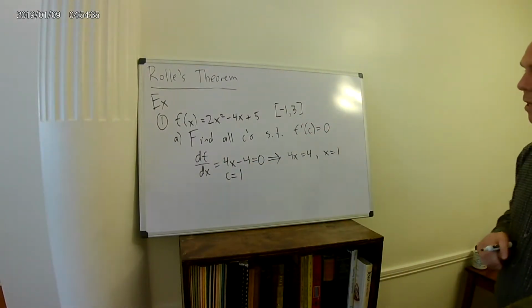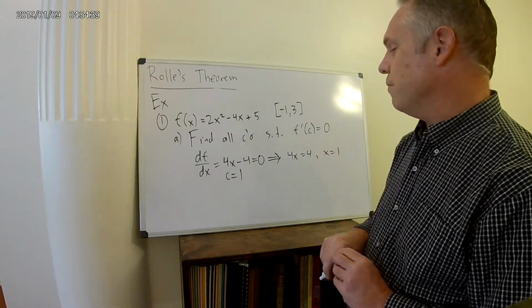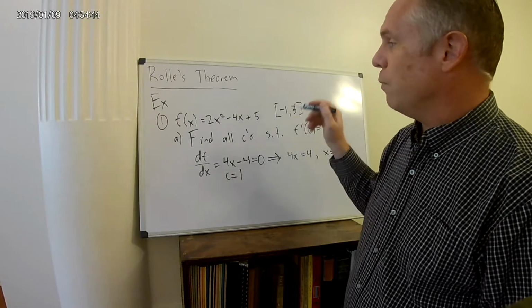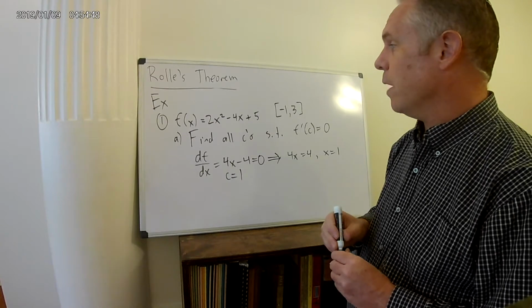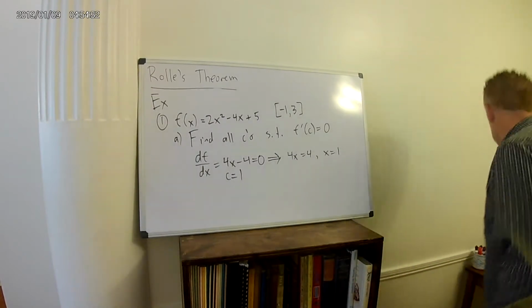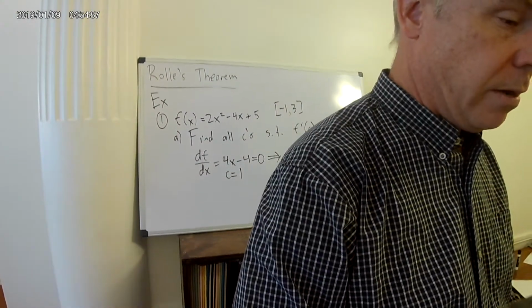So this function has a certain value here. The value of c equals 1, which is on this interval, is the value at which this function has a zero slope. Okay, this is Rolle's theorem. Let me graph this function in Desmos, and I think this will make sense to you guys, what's going on here.